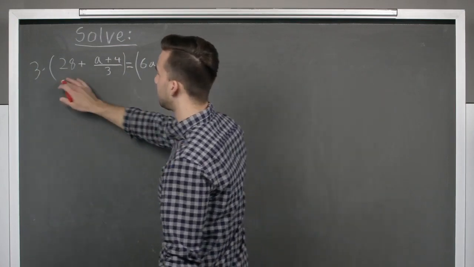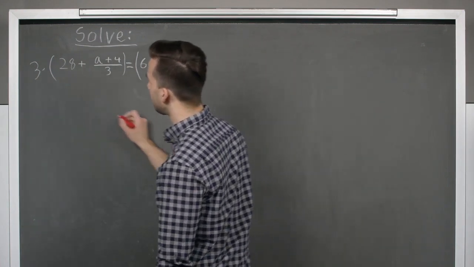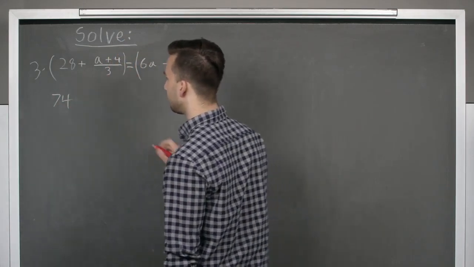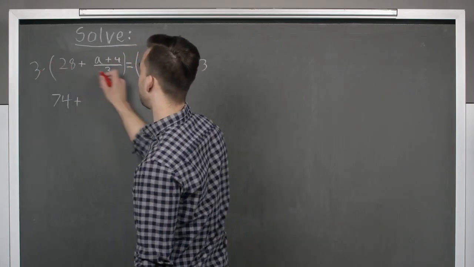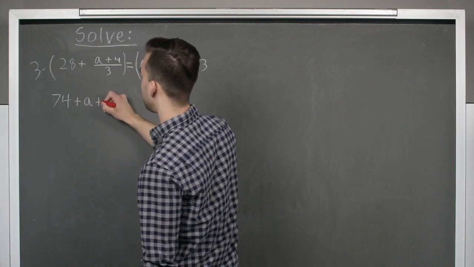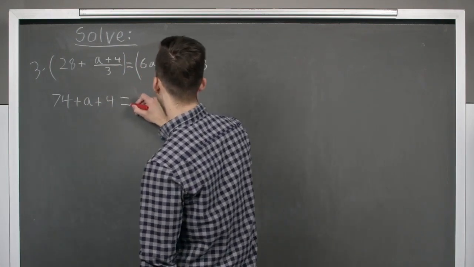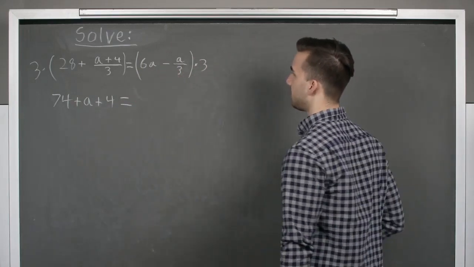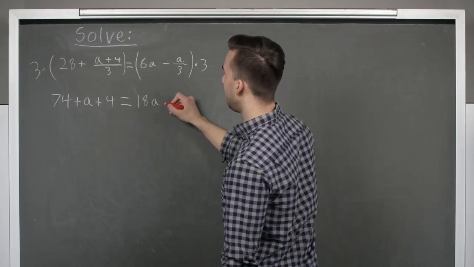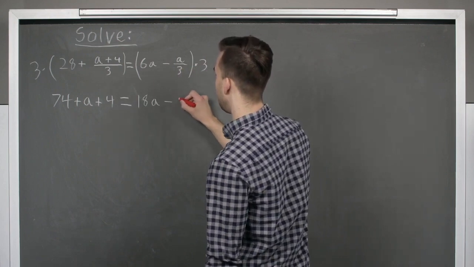So what's 3 times 28? That gives us 74. Feel free to do that in your calculator. Plus, and then our 3 will cancel the 3 on the bottom, so we have plus a plus 4. Look at that. The fraction is all gone. Equals, over here, what's 6a times 3? 18a. And then our a over 3 times 3 is just a, so minus a.